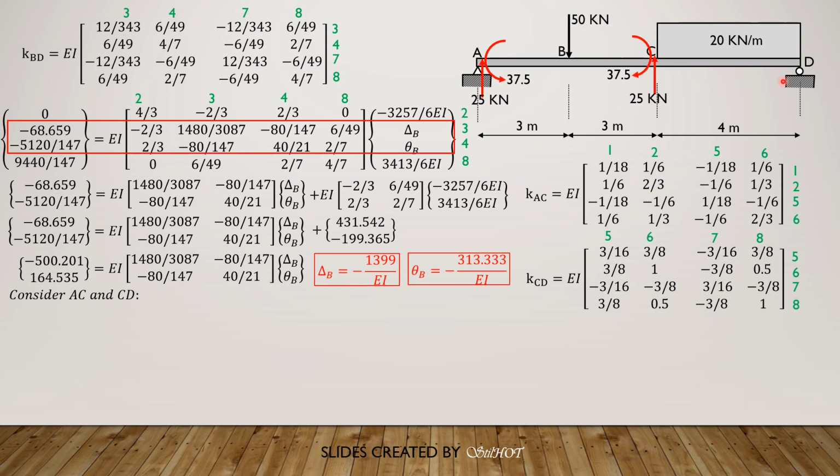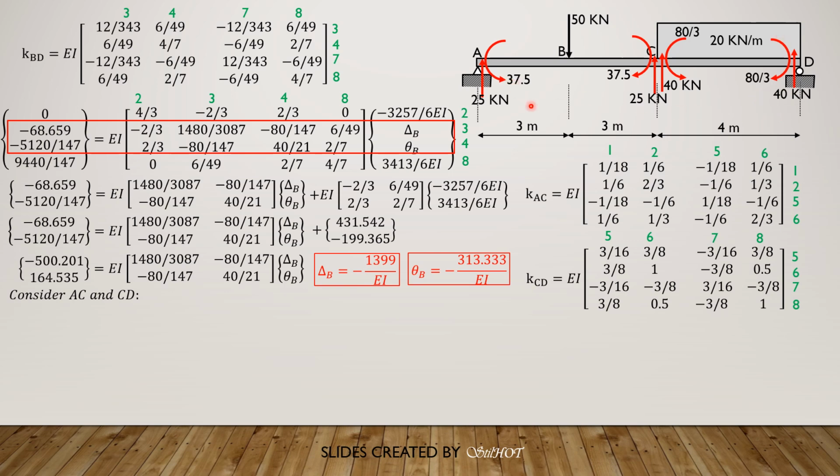CD is also symmetrical with respect to its load. So the reaction here, or upward force, is 20 times 4 over 2, so that is 40. And here it's also 40, but not important. Then the moment here is 20 times 4 squared over 12, which is 80 over 3. Same is true on the other side, but clockwise, 80 over 3.